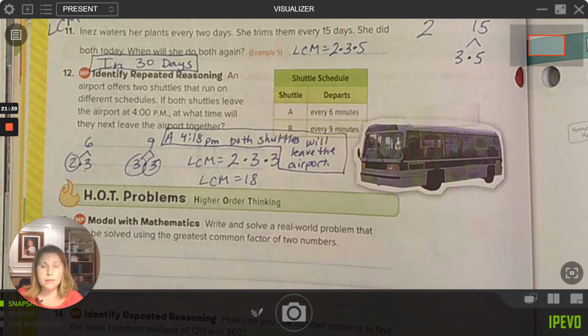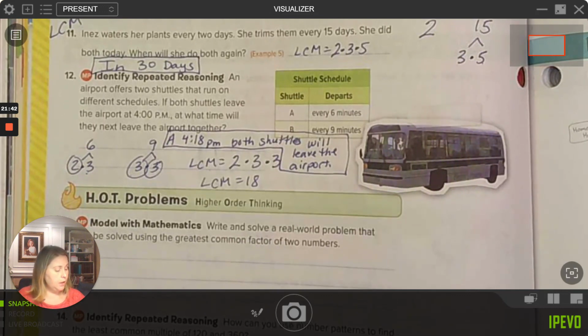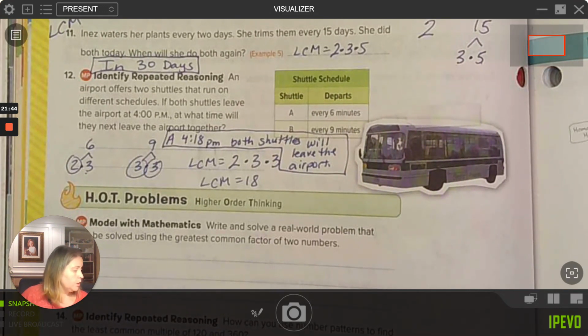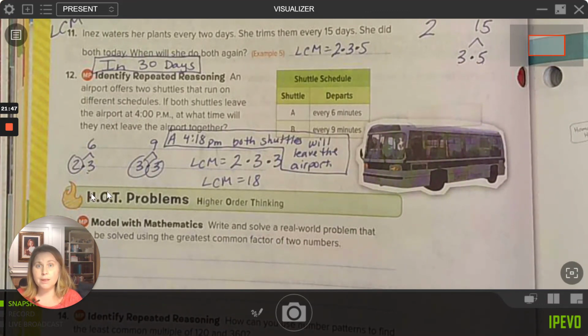Okay, so that was today's assignment on Chapter 1, Lesson 1, greatest common factor and least common multiple.